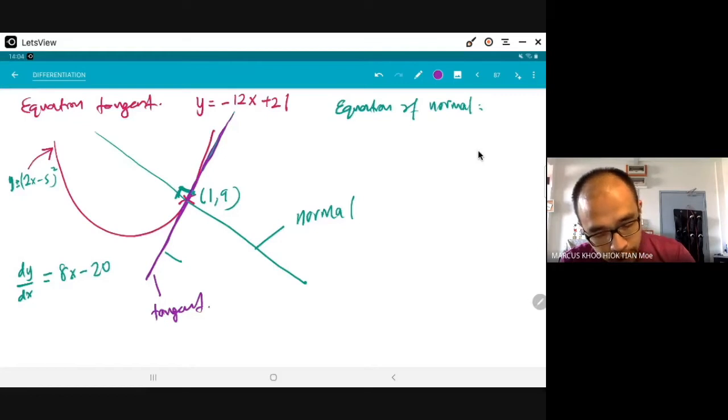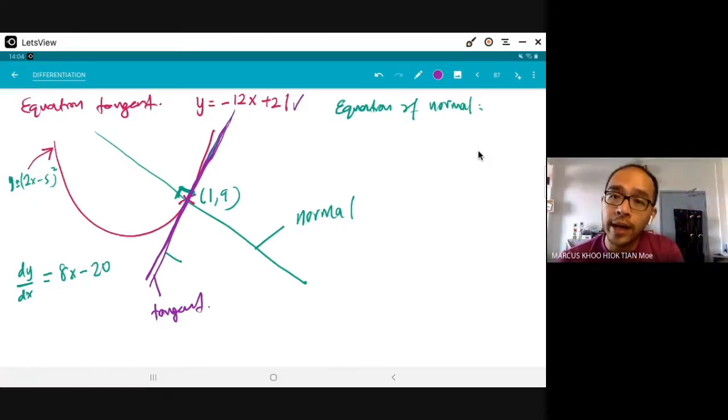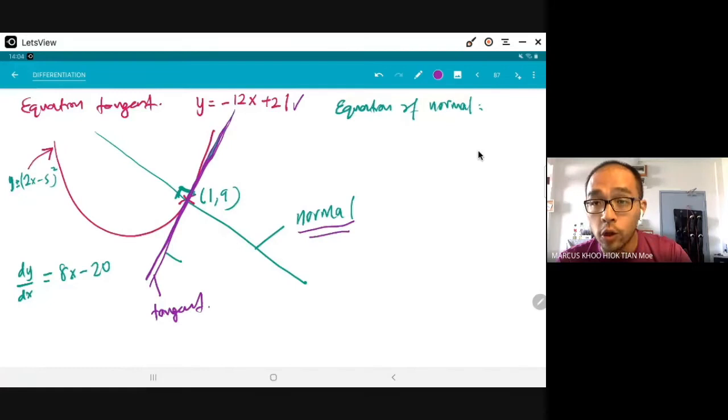Okay, and this straight line is called a tangent. And this is the equation of the tangent. So the other thing that we need to find is, whenever you have a tangent, you must find the equation of a line that is 90 degrees to the tangent. And this is what we call the normal line.